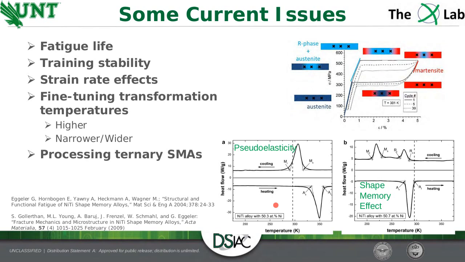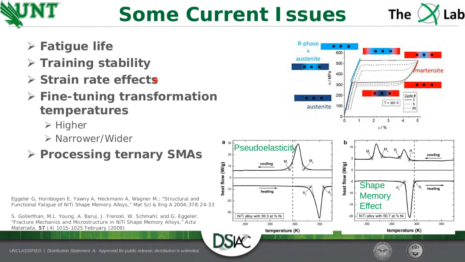And then processing. Then there's also training stability. As I show over here, as you cycle the material, you can see that it's sort of drifting. This is the first cycle, second cycle, and so on. This does stabilize, but we're looking at why and how to control that. And then we also are looking at strain rate effects. The behavior changes as you increase the rate of loading on it, and we've done some studies on those.